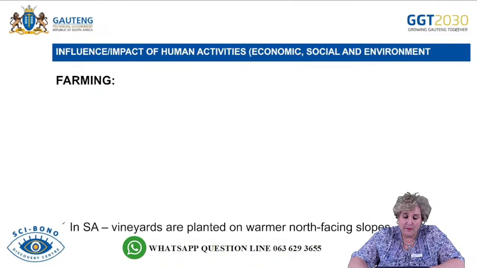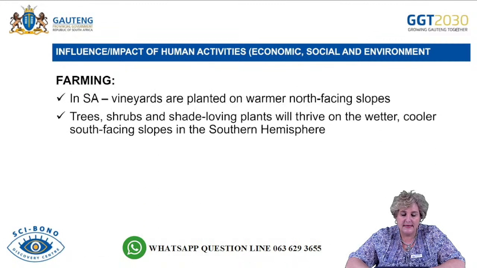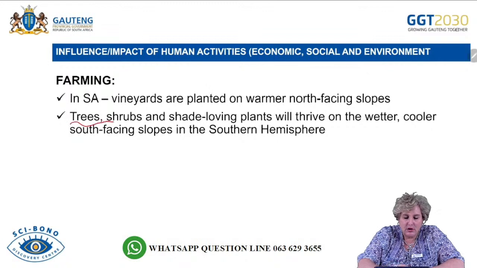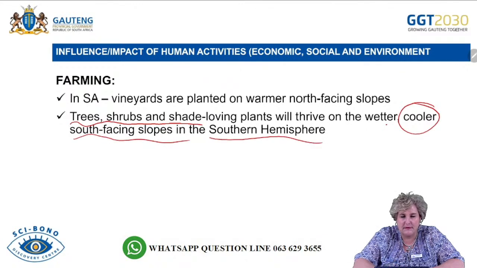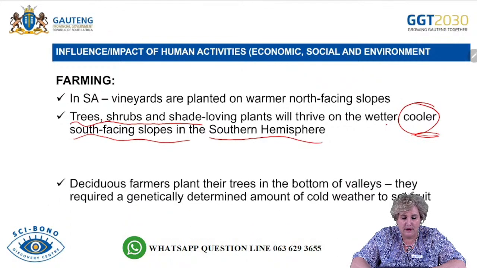Okay, farming, the effect that this has on farming. In South Africa, the vineyards are planted on my warmer north-facing slope as they require that type of temperature. But trees, shrubs, and shade-loving plants like ferns will thrive on the wet, cooler, south-facing slope in the southern hemisphere. So I have my plantations and my ferns, all those plants, they prefer wet, cooler temperatures. So they will grow on the south-facing slope.